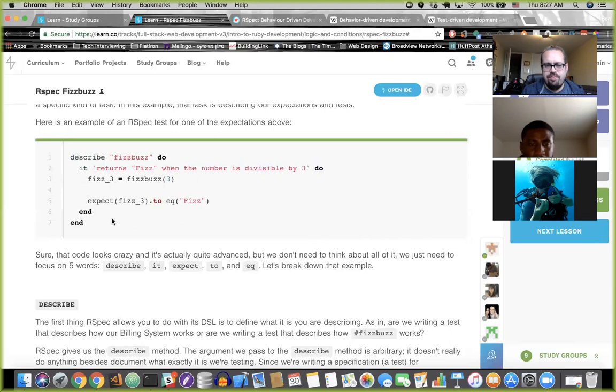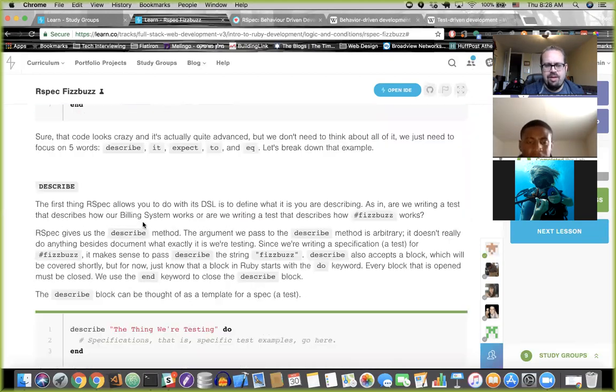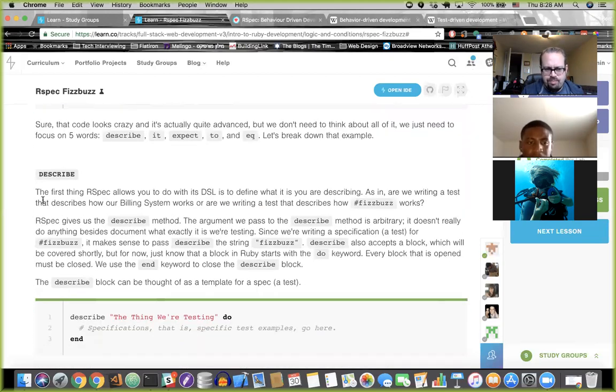And expect, we can now kind of get what expect does, right? Expect is what we want the final solution to produce. And to, again, is kind of self-explanatory. And equal, I would say, is also probably self-explanatory. But let's just take a look at what they say here. The first thing RSpec allows you to do with its domain-specific language is to define what it is you're describing. As in, are you writing a test that describes how our billing system works, or how FizzBuzz works?